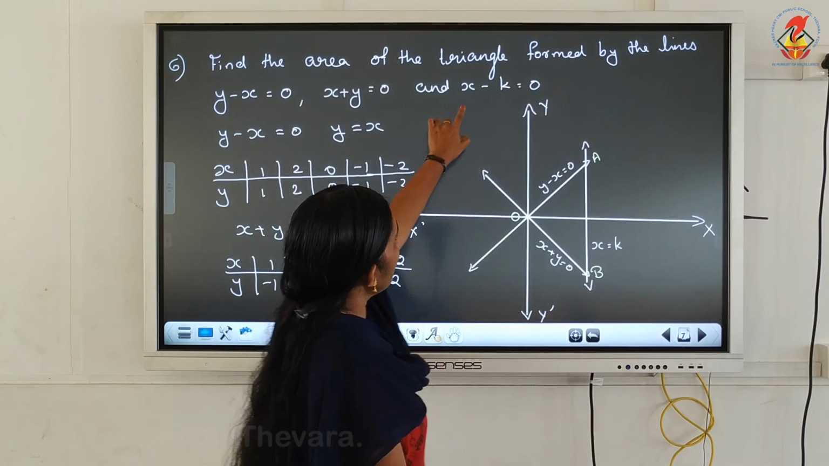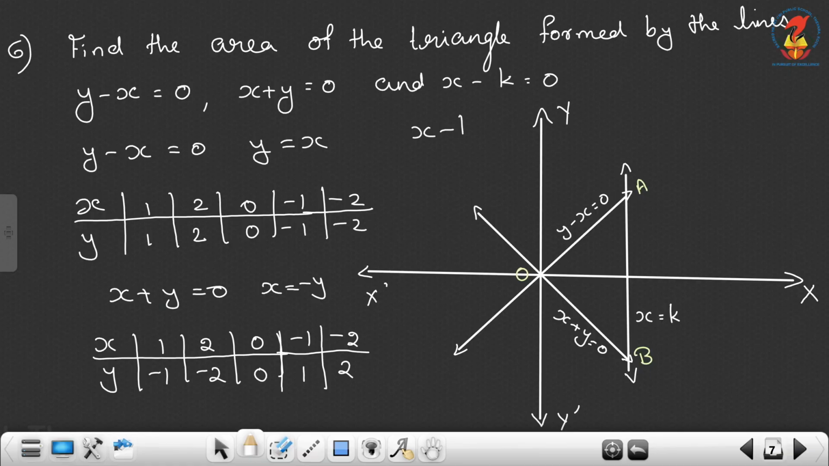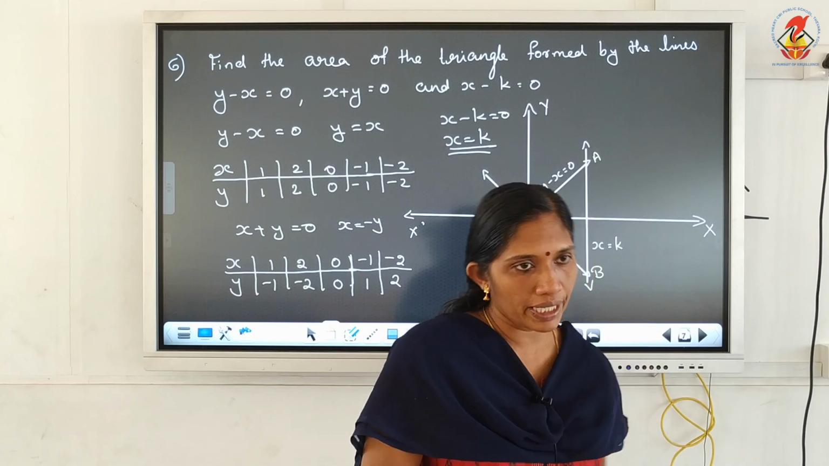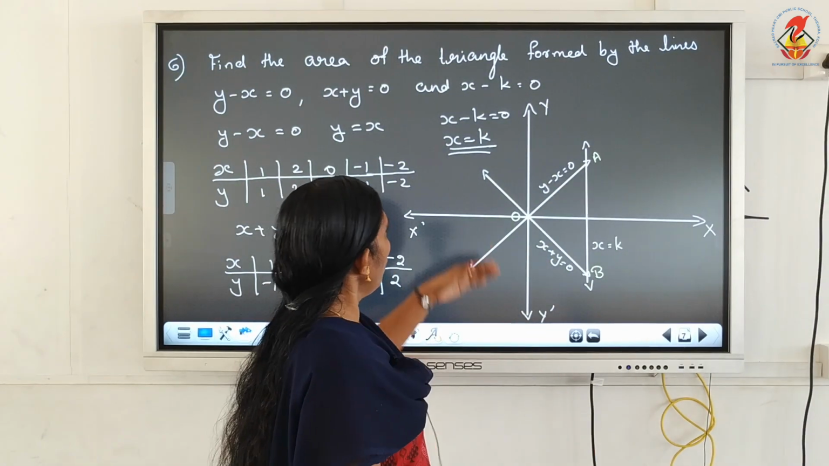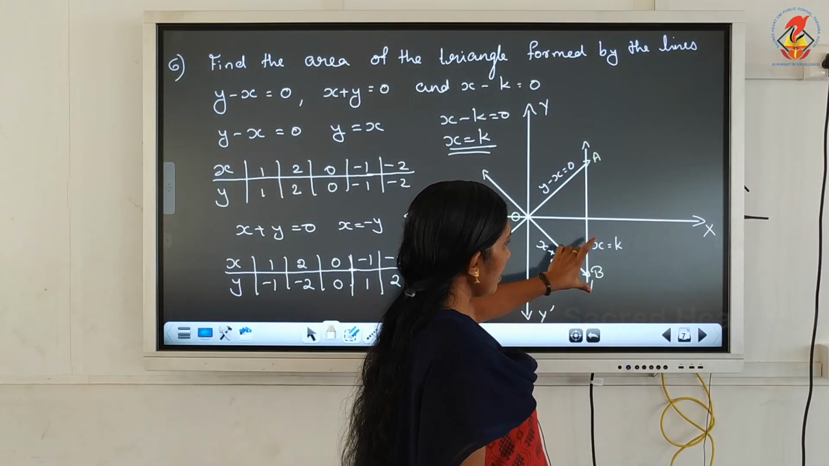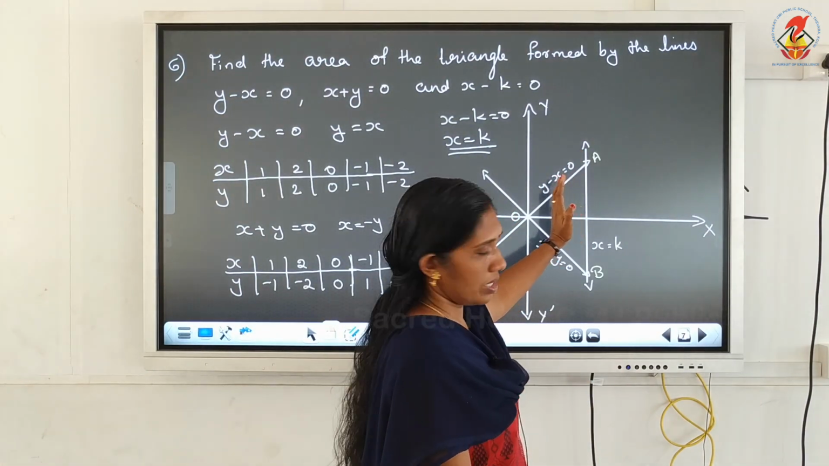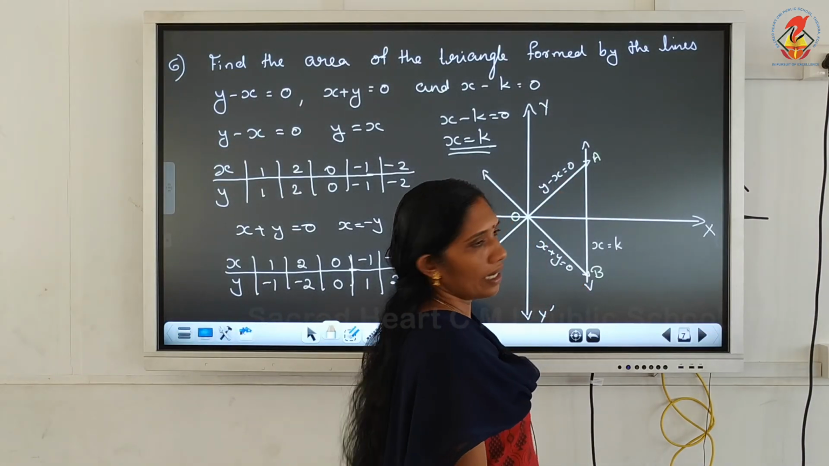Now, the third line is x minus k equal to 0. X minus k equal to 0 means what is x? x is equal to k. x is equal to k means it is a vertical line, or parallel to the y axis. Okay. So, k we do not know whether it is positive or negative. So, just draw a line taking k as positive. So, this is the vertical line.